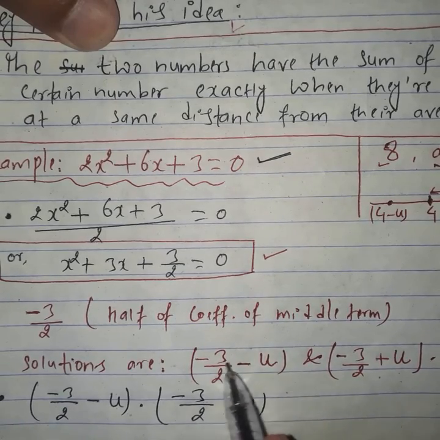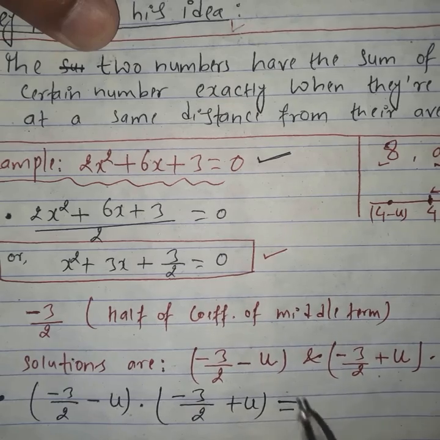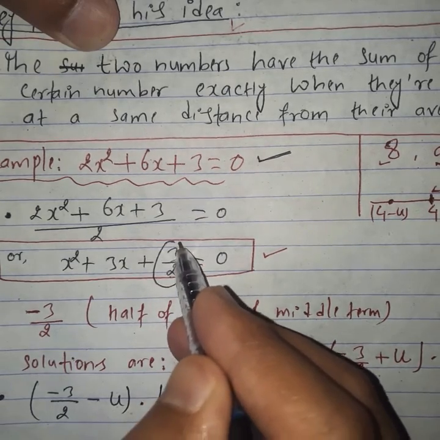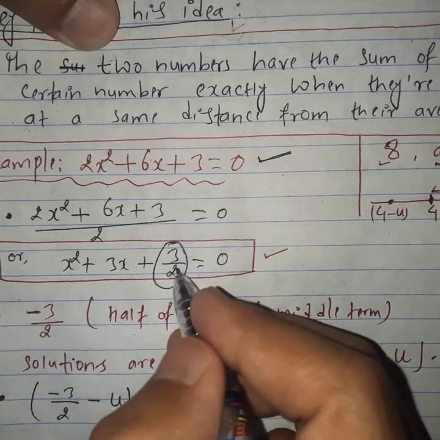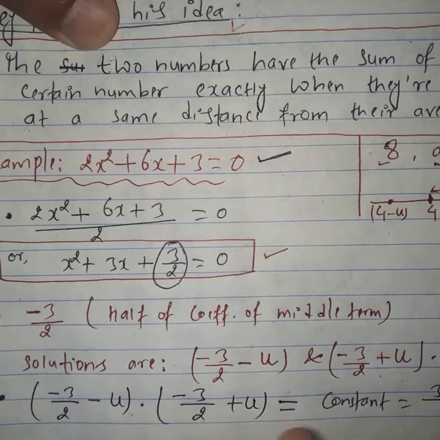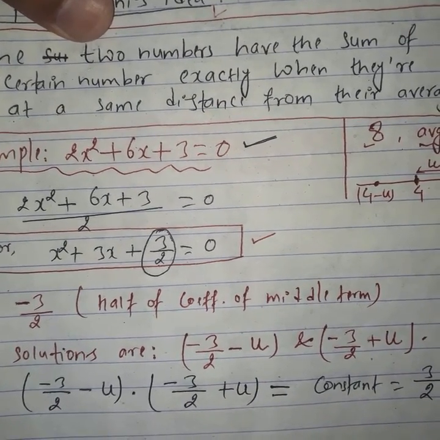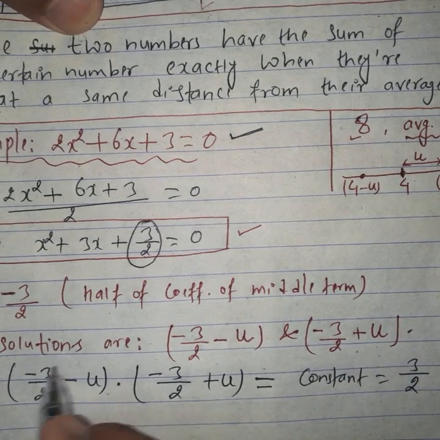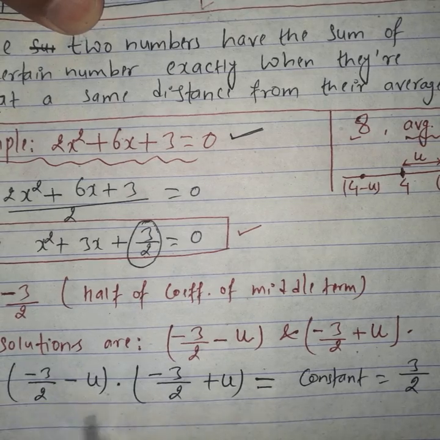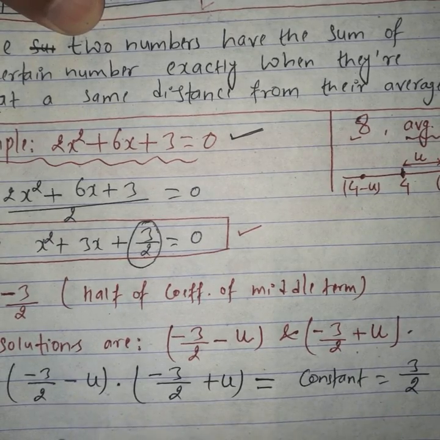Here we just multiply these solutions and make them equal to the constant term. Here the constant term is 3 over 2. So the product of these two roots is a constant number, 3 over 2. This is the fourth step, and we can easily solve these equations. Here is a very beautiful form. They are in the form of a minus b times a plus b. We can use the formula a square minus b square.